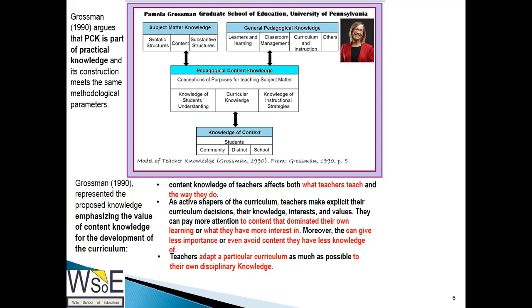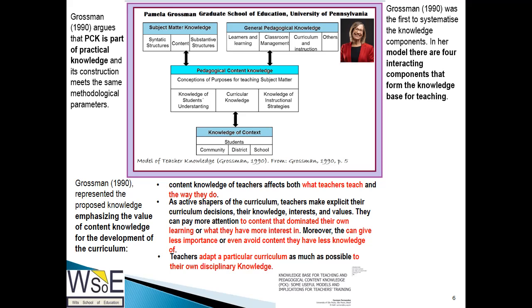Now, teachers adapt a particular curriculum as much as possible to their own disciplinary knowledge. So that tends to be the tendency, that you adapt a particular curriculum as much as you can to your own disciplinary knowledge. So this is like an argument against focusing too much on the content knowledge.